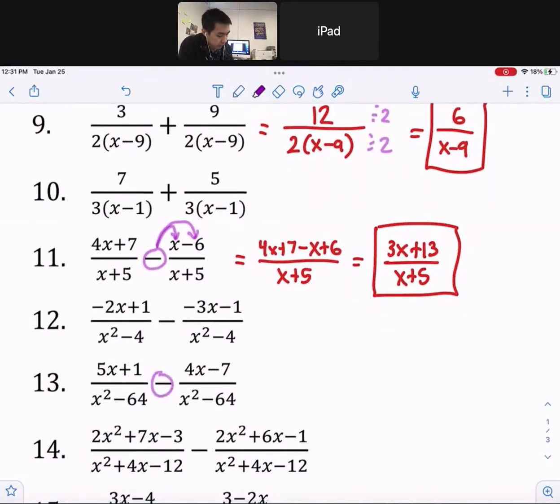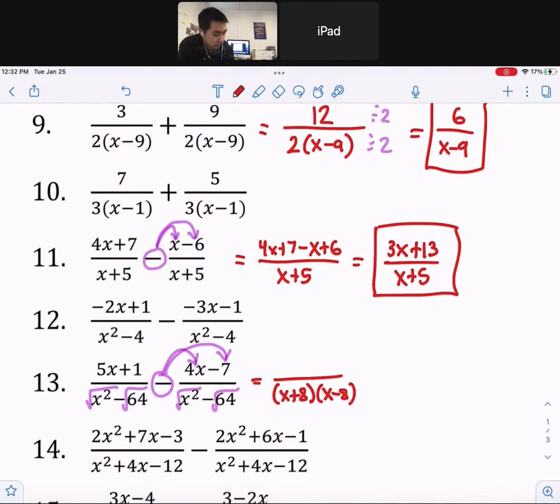Number 13, you distribute this to both because it's a minus sign. Now, do you see this? They're the same, but you do have to factor this just in case the numerator later on might factor. So this is a difference of squares factoring. So square root of x squared is x. Square root of 64 is 8. So x plus 8 times x minus 8. That's the difference of squares factoring right there.